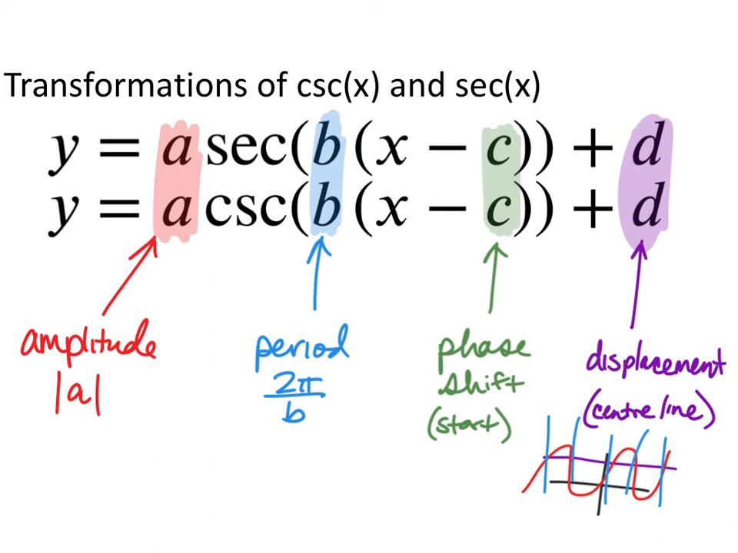The reason that we want to make all these connections between cosecant and sine and secant and cosine is because it's easier to graph secant and cosecant if you begin by graphing their reciprocals first, because all of the amplitude, phase shift, period, and displacement is going to be the same for both the reciprocal and secant or cosecant. So we have to know how to graph sine and cosine before we can graph secant and cosecant.